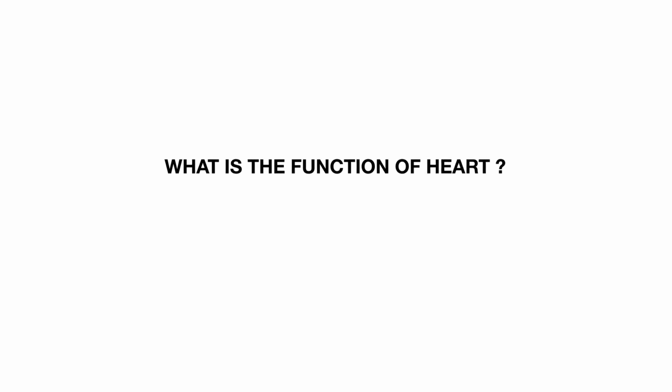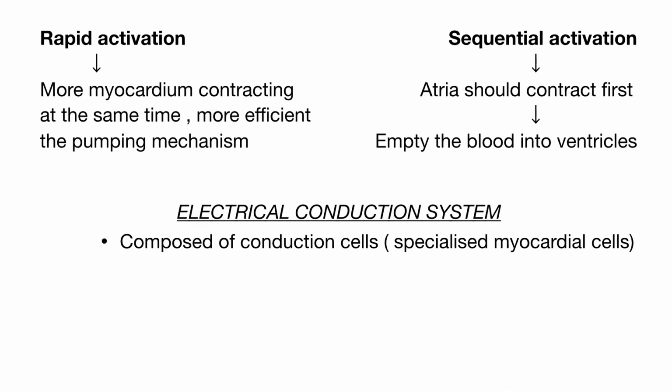The purpose of ECG is to record the electrical activity of the heart. Now, what is the function of the heart? Here you need not think, right? It's simple. Its function is to pump the blood. So, in order to pump the blood effectively, heart undergoes two actions. One is rapid activation, the other one is sequential activation. Rapid activation means all the myocardial cells of heart should contract rapidly at the same time. It's not like some myocardial cells will contract now and the remaining cells will contract after 5 minutes.